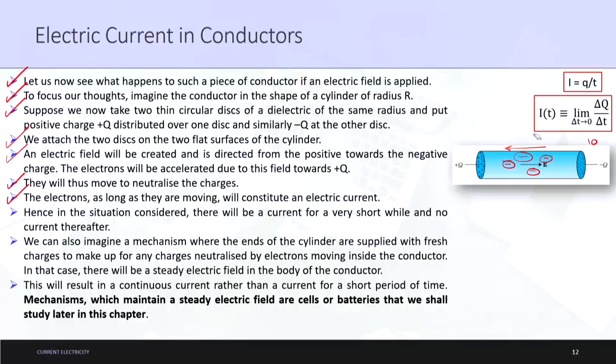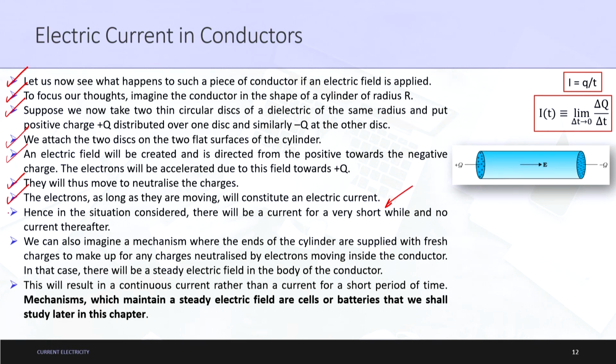Hence, we derived a new concept in which we understood that the electric current will only be produced as long as there is no complete neutralization of charges. Whose charges? Positive charges, or let us suppose the complete charges of plus and minus in this case. So, as long as the electrons are moving, they will constitute an electric current. Hence, in the situation considered, there will be a current for a very short time, and quite evidently there will be current produced in this conductor only till the charge is neutralized.